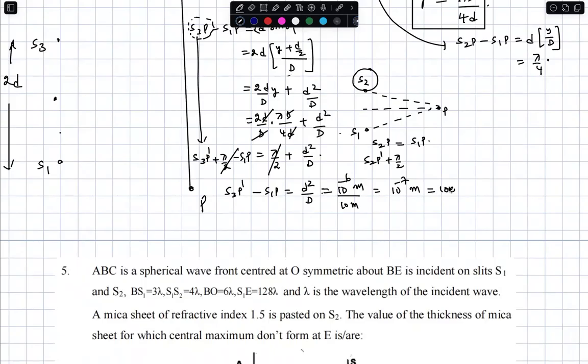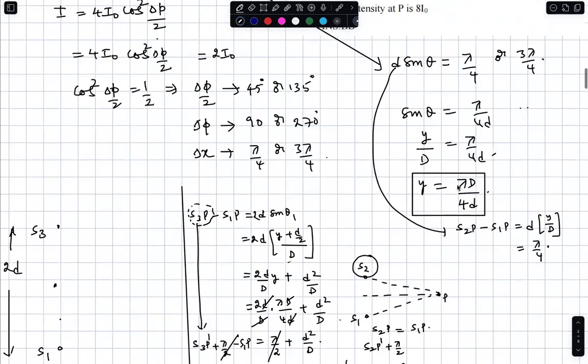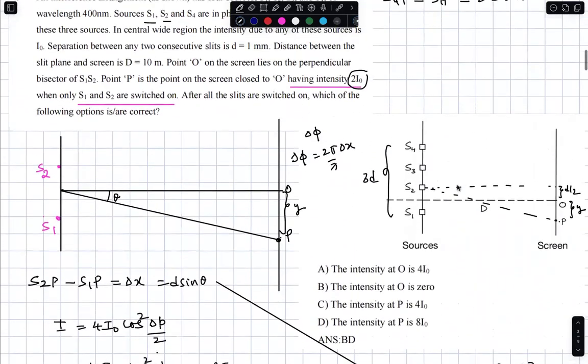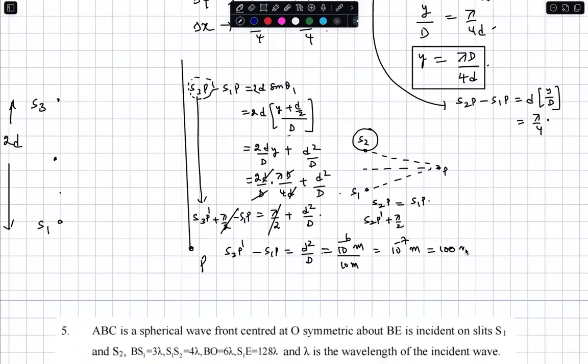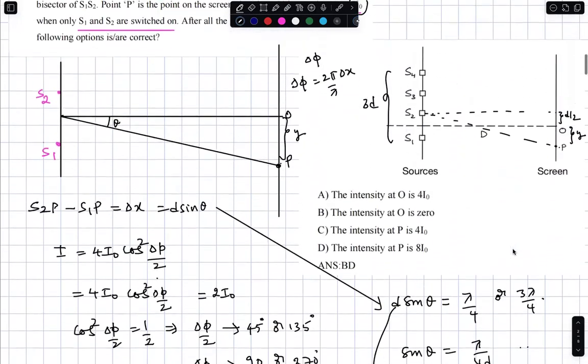Wavelength is given in nanometer, 400 nanometer. So this is 100 nanometer, which means 1/4 of the wavelength. This is the crucial step. S2P minus S1P is also lambda by 4. S3P dash minus S1P is also lambda by 4. So they will add together.